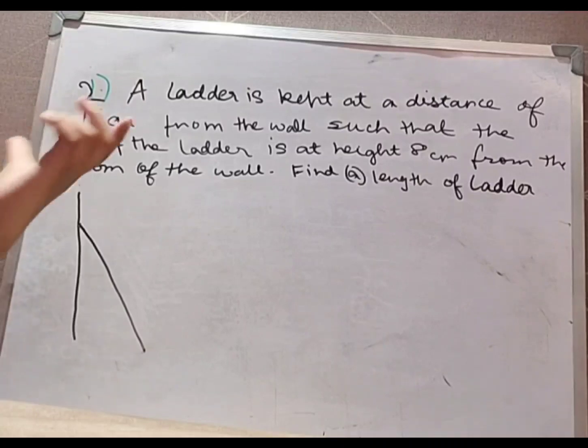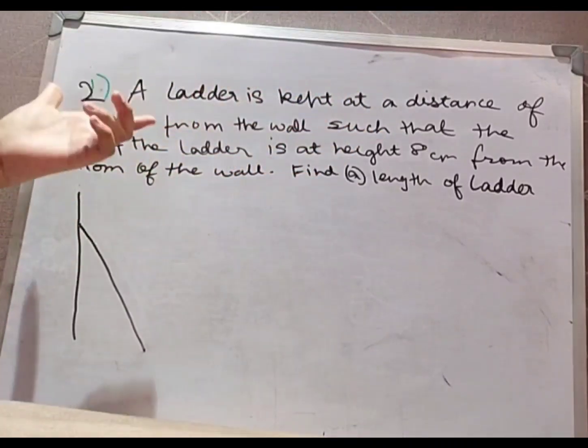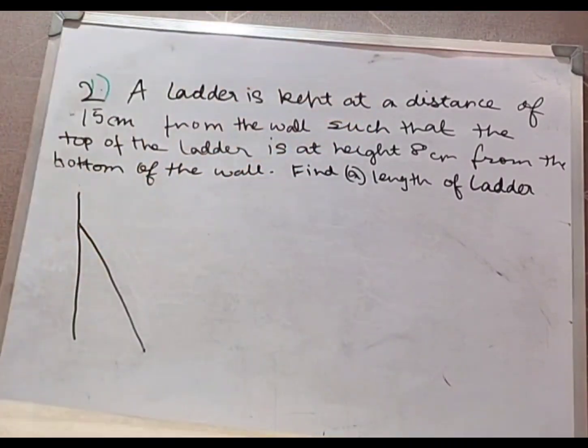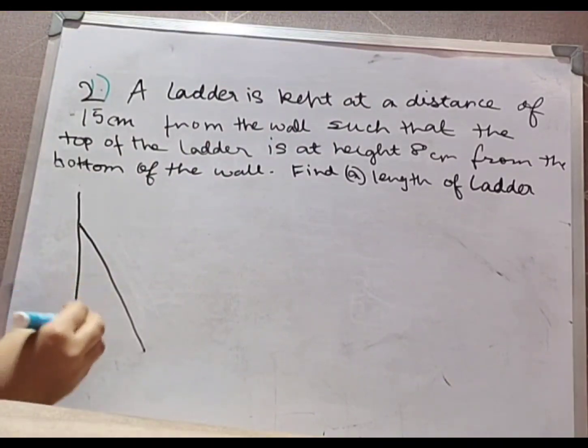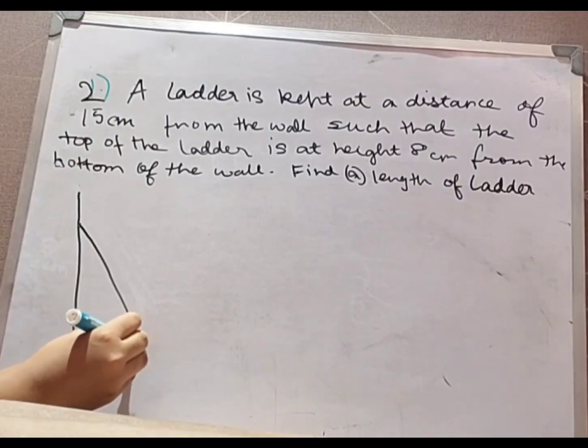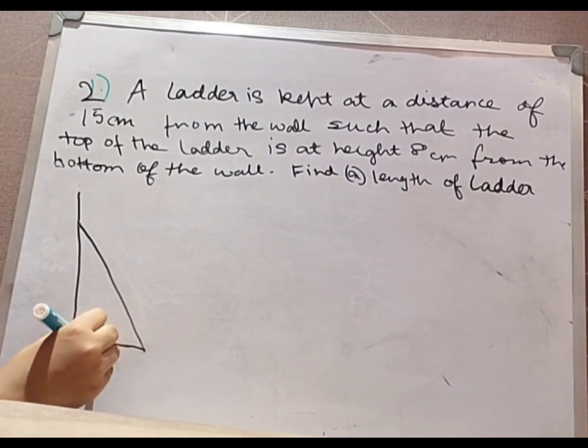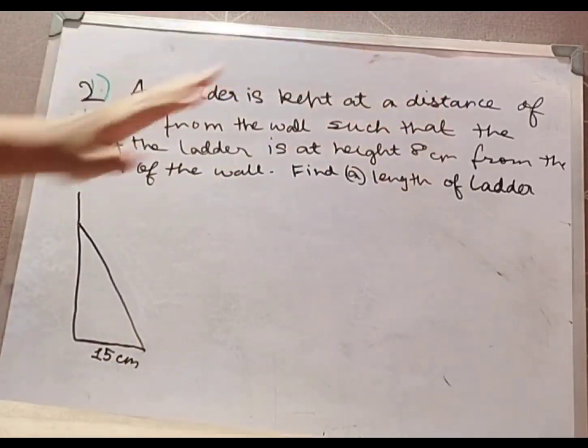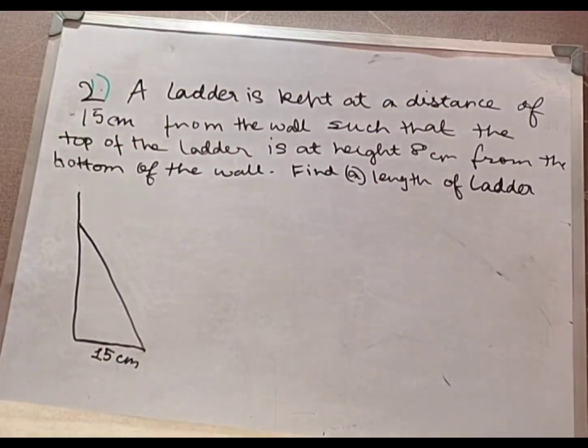And then it said at a distance of 15 centimeters. So the ladder is kept at a distance of 15 centimeter from the wall. Now where can we see the distance? The distance is here. So this is the distance. The question says that the distance is 15 centimeter such that the top of the ladder is at height 8 centimeters.